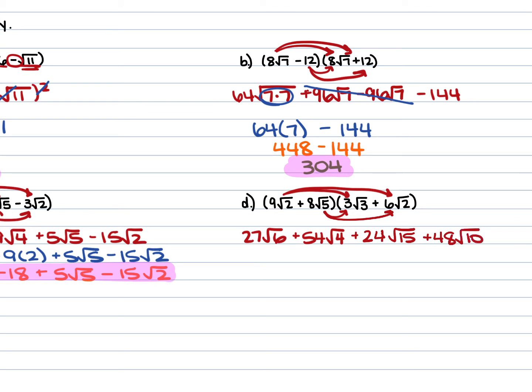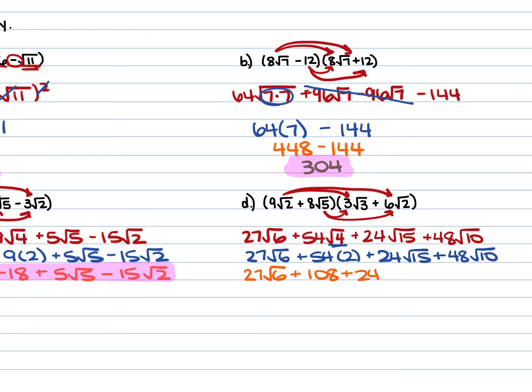Then we have that 8 square root 5 times 6 square root 2, which is 48 square root 10. We want to simplify that square root of 4, so it's going to be 27 square root 6 plus 54 times 2 plus 24 square root 15 plus 48 square root 10. The 54 times 2 gives us a final answer of 27 square root 6 plus 108 plus 24 square root 15 plus 48 square root 10.